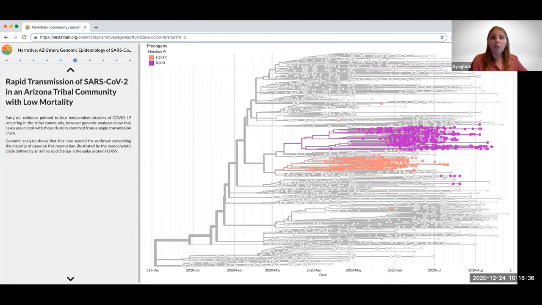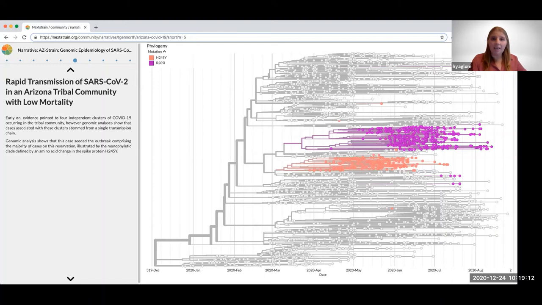We have also been working closely with one of Arizona's Native American communities, which was hit hard by COVID-19. This tribal community has experienced high infection rates, but very low mortality, due in part to successful on-the-ground interventions by public health staff and community health workers, including rapid contact tracing, testing, and prompt clinical management. Early on, evidence pointed to 4 independent clusters of COVID-19 occurring in this tribal community. However, our genomic analyses showed that cases associated with these clusters stemmed from a single transmission chain.